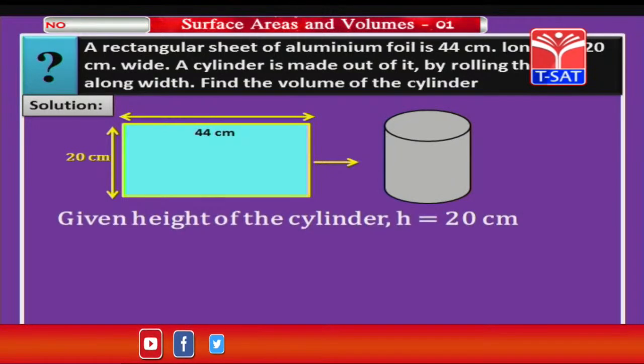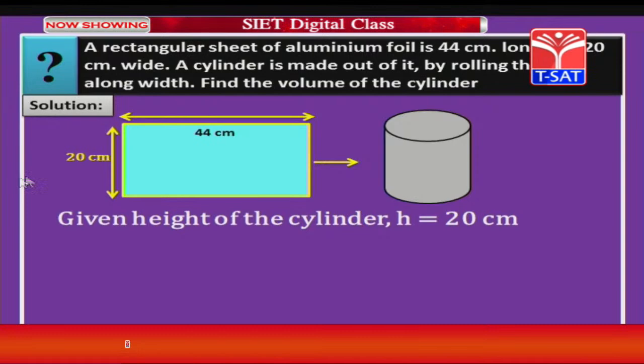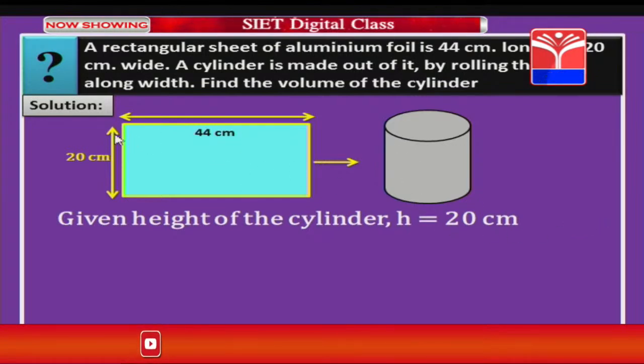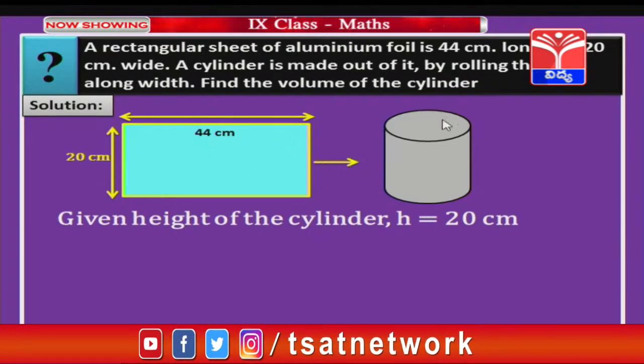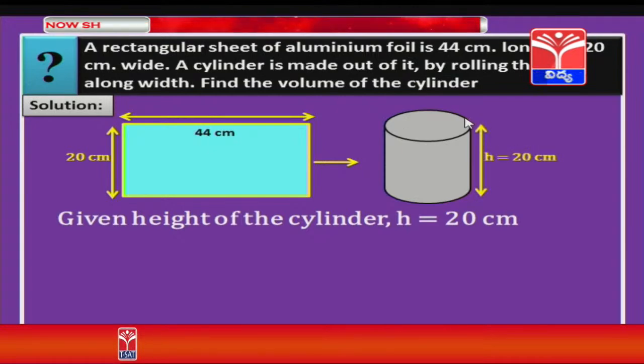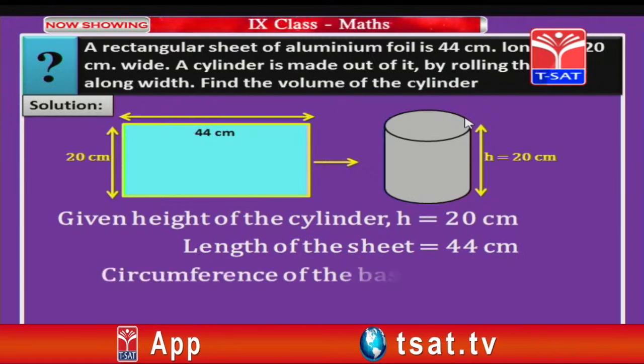Now, this is folded to form a cylinder. So, that means the height of the cylinder is nothing but 20 centimeters, because this breadth, which is 20 centimeters, is rolled along this side. So, the same height it has, that is the cylinder, that is 20 centimeters. Now, since we are folding this, this length of the rectangle becomes the circumference of this circle. Okay children. So, what do we write? Height is 20 centimeters and length of the sheet is 44. So, circumference of the base is also equal to 44.